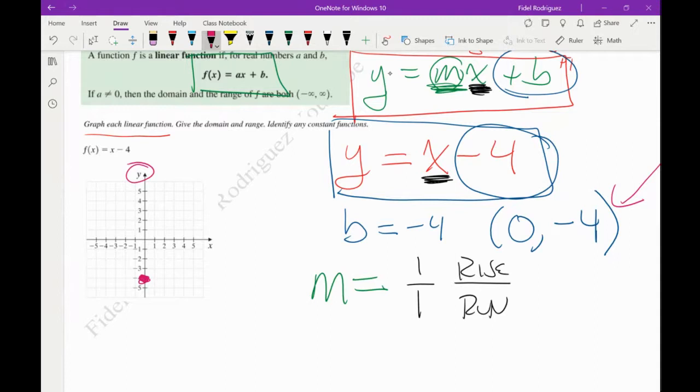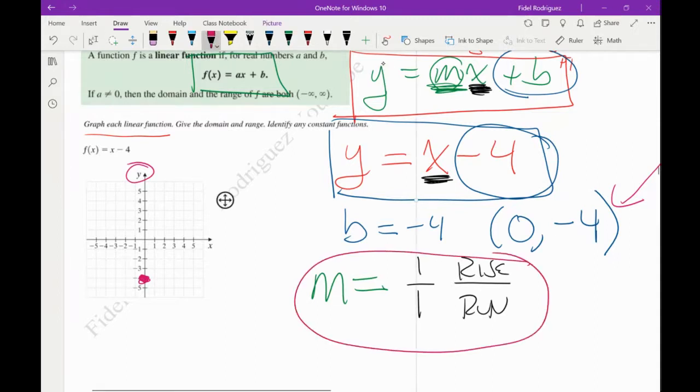Now, from that point, the slope is telling me how I'm going to move. Since it's 1 over 1, I'm going to move up 1 and over 1, up 1 and over 1. You don't have to put a whole bunch of points. You can just put one more, but that's really what the slope is telling me. Here is my line. There's my graph.